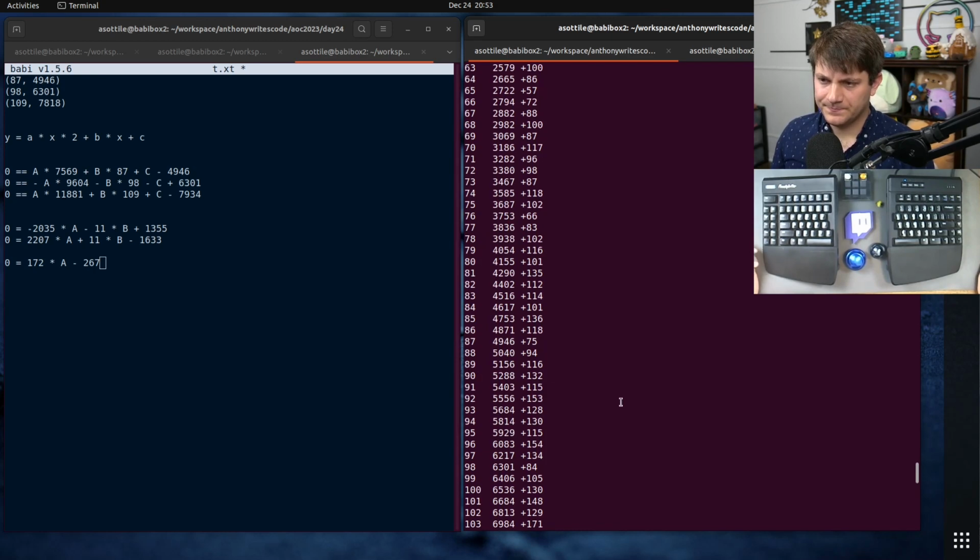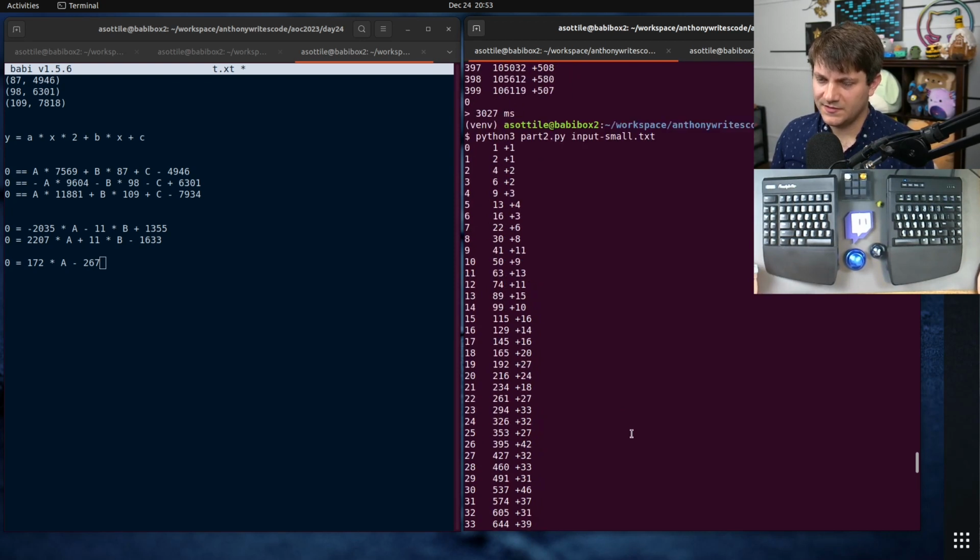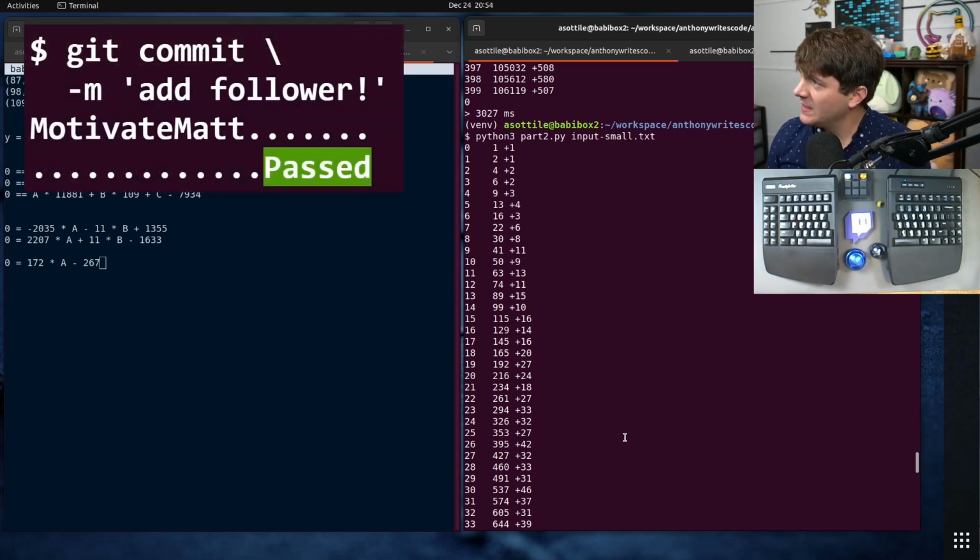Oh, we can use our equation to trace backwards to figure out when... No, we can't figure out when it starts. How do we figure out when this pattern starts?